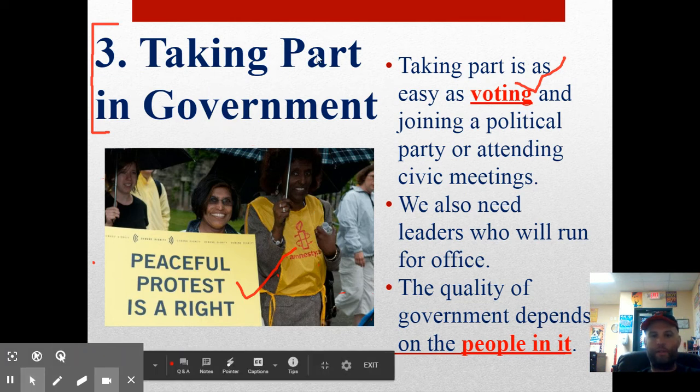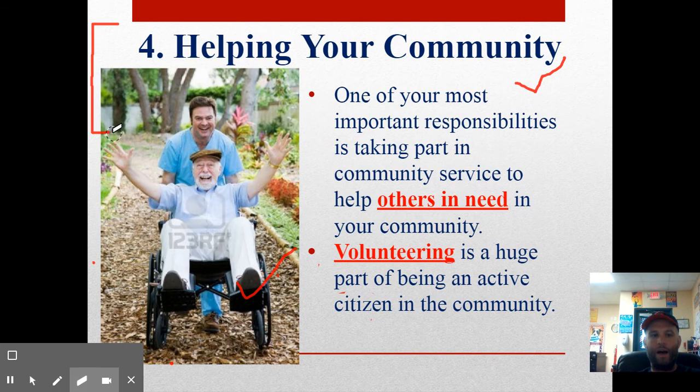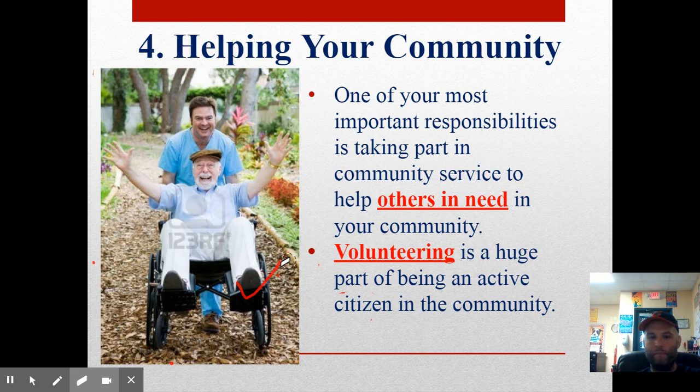All right, what's another responsibility? Helping your community. This is a really important one. Again, there's this term called the common good. You do things not just in your best interest, but you do things to help your community be a better place. So this is one of the most important, besides voting, responsibilities that we do. So maybe you write this down on the left after you write helping community.